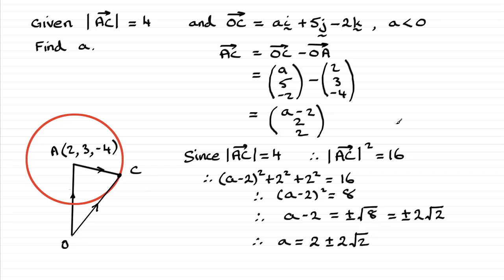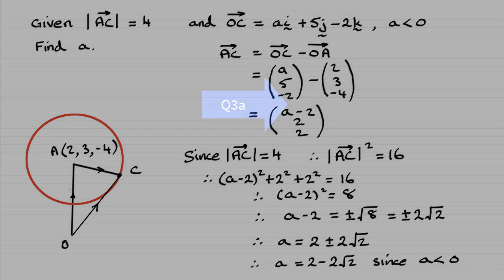And we know that A is a negative value, it's less than 0. So which one of these results gives us a negative value for A? Well, it's going to be A equals 2 minus 2 root 2. Okay, and that's because, I'll just put here, since A has to be less than 0.